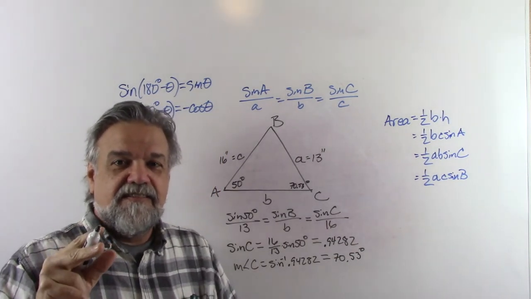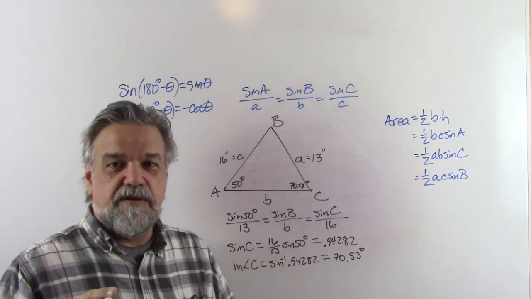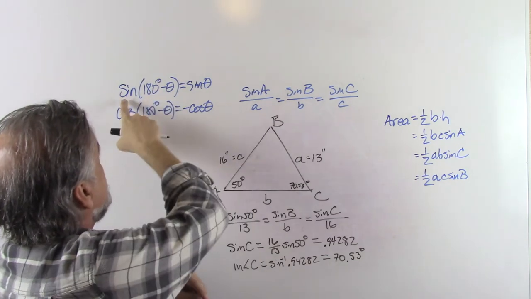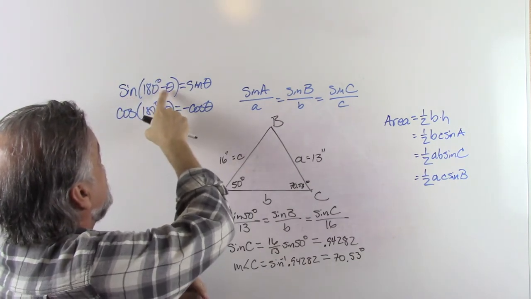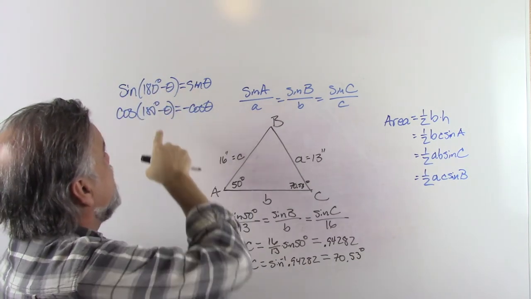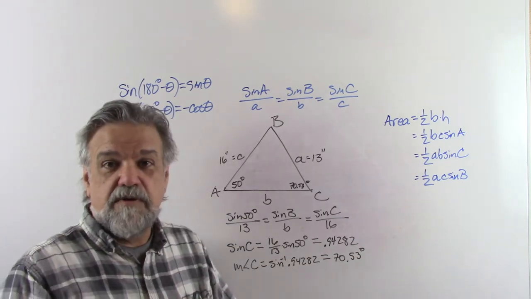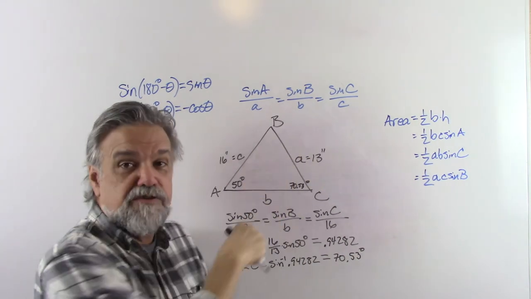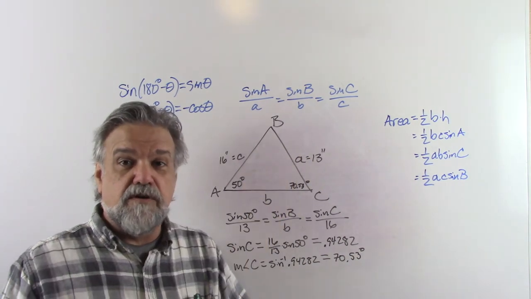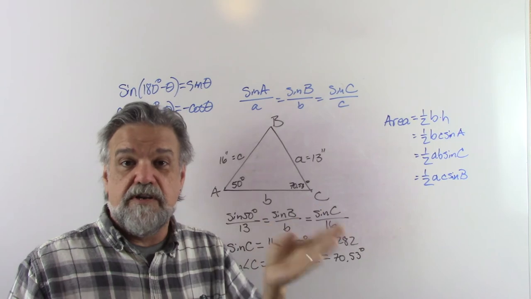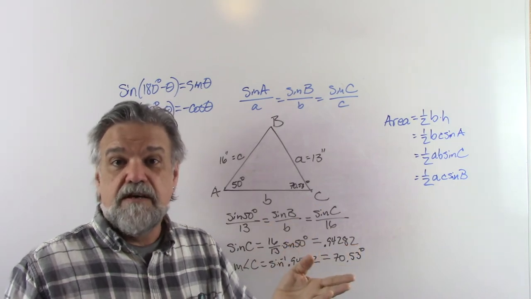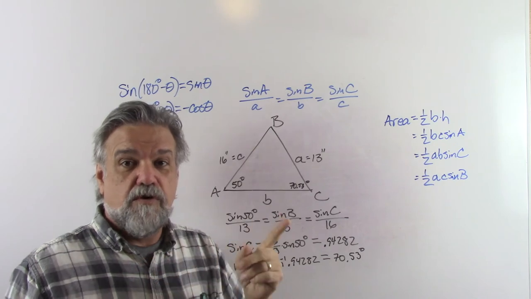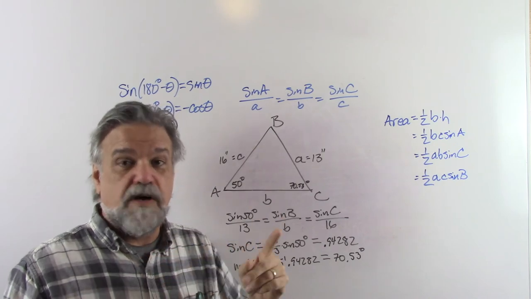Except that's not the only thing that it could equal. Because let's remember what we said earlier. The sine of an angle and its supplementary angle are exactly the same. So actually there's two angles. Think about the possible angles of a triangle. Possible angles of a triangle are anything greater than zero and anything less than 180. So that means angles of a triangle can be acute or obtuse.